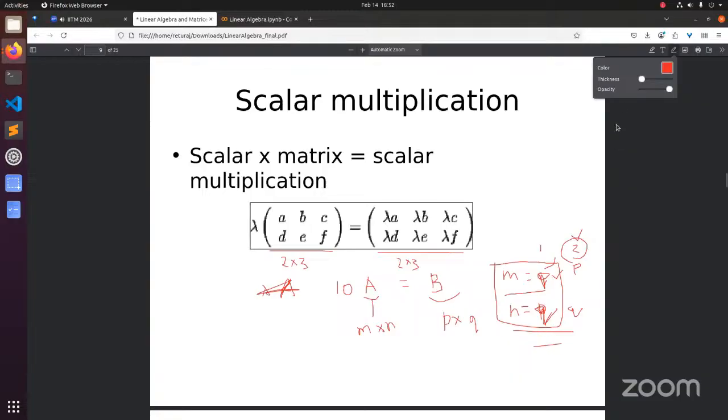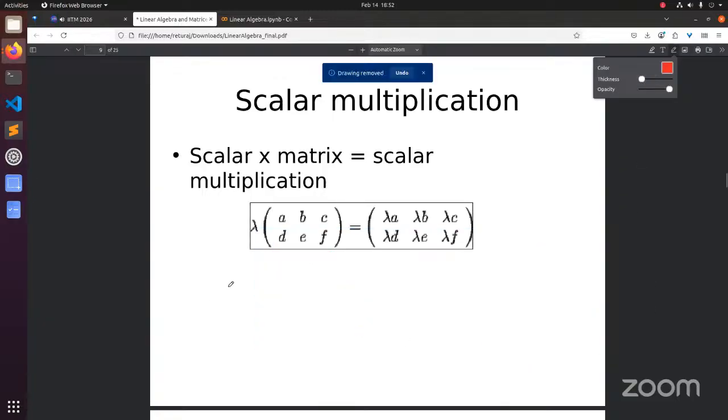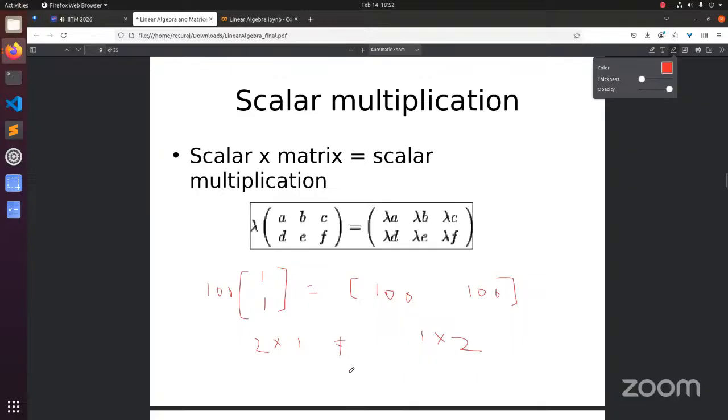Okay. So the person who answered this question, remember this matrix of 1, 1, and we multiply 100 with it, and I wrote this number 100 here and 100 here, and people said that this is incorrect because I changed the shape of this matrix. It was 2 cross 1, it was 1 cross 2. A scalar multiplication cannot change the shape of a matrix, and hence this is not correct. Even though 100 is correct, this is not correct. Not equal to.